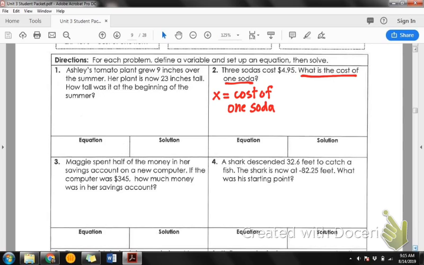We're on page 8. So X is going to be the cost of one soda. Okay, remember I said the easiest thing to find when you're doing an equation is to find out what it equals. So what does this problem equal? What did you say, Mandy? 4.95. So we know that 4.95 is going to be my total and my equal, so I can equal 4.95.